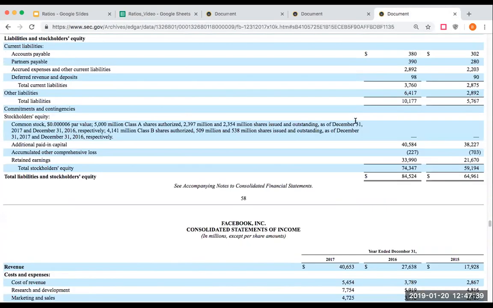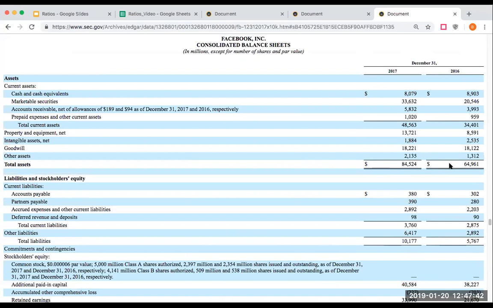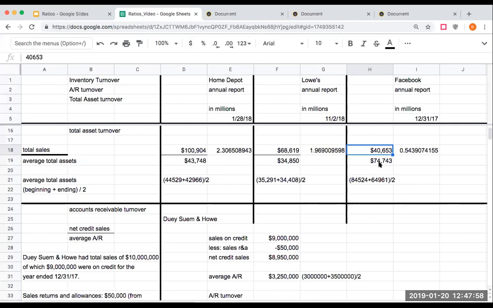Now, when we look at the total assets of Facebook, they're at about 84.5 billion. So their average total assets are 64.9 billion and 84.5 billion, which is roughly 74.743 billion. So their asset turnover is about 0.54, which is lower than the Home Depot and lower than Lowe's. But again, we can't really use this as a great comparison just because they are in completely different industries.